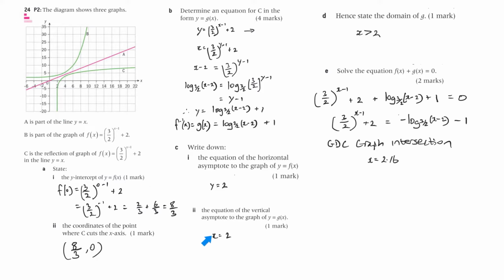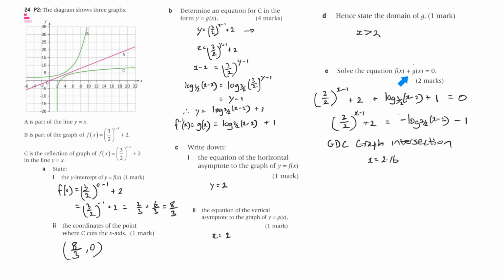There. Good. D, hence state the domain of g. Well, the domain of g is going to be x is greater than 2 because the vertical asymptote of the inverse function is a point that the function never reaches, so it's going to be greater than 2 in that direction forever. So that's x is greater than 2.